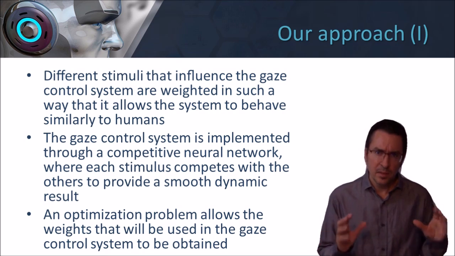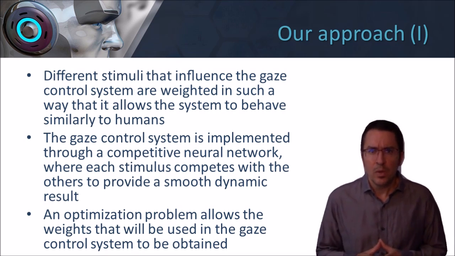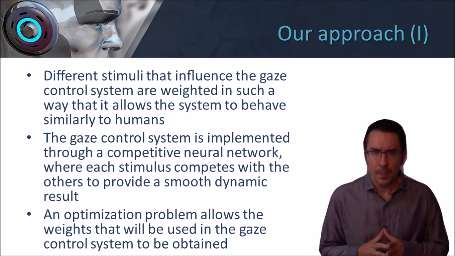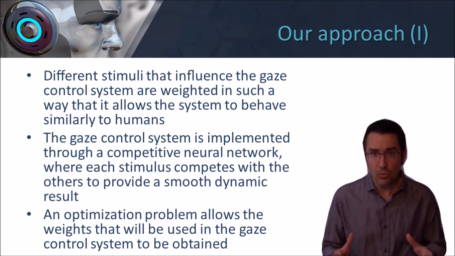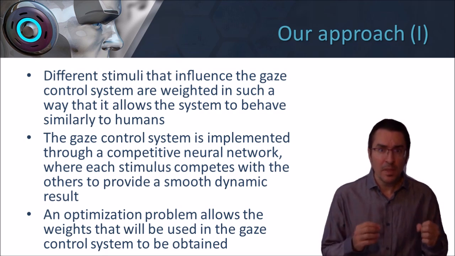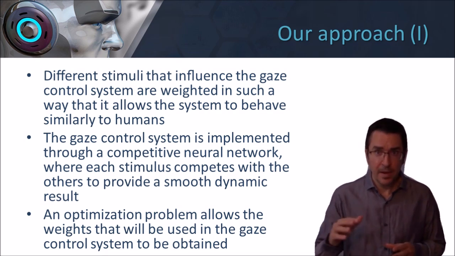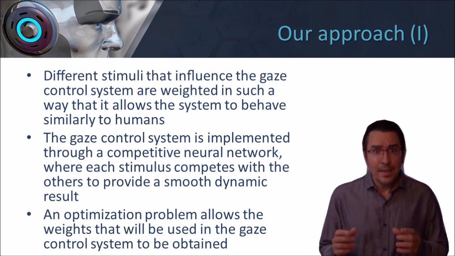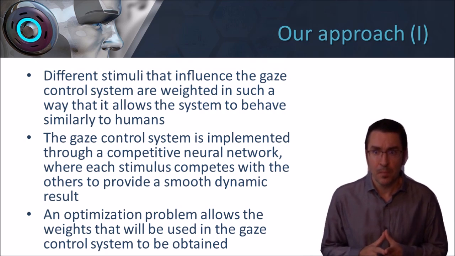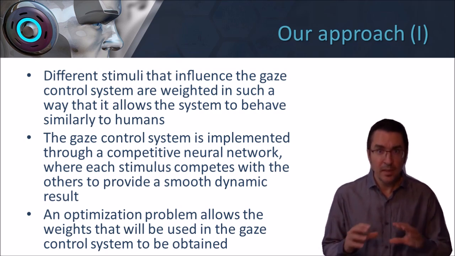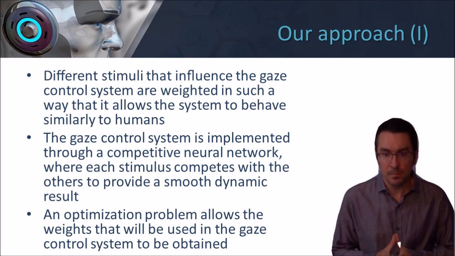We have selected different stimuli which are introduced in the system and produced behave similarly to humans. The gaze control is implemented with a competitive neural network with several layers, where each stimulus competes against the others in order to provide a smooth dynamic behavior. The optimization problem is necessary to obtain the different parameters of this model.